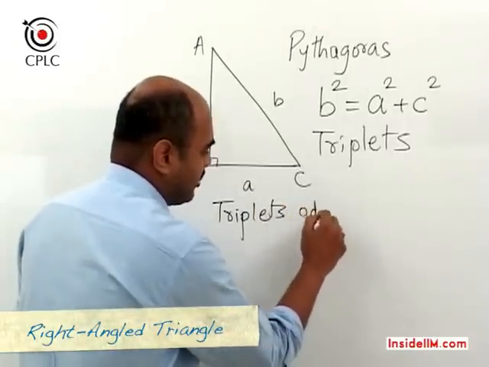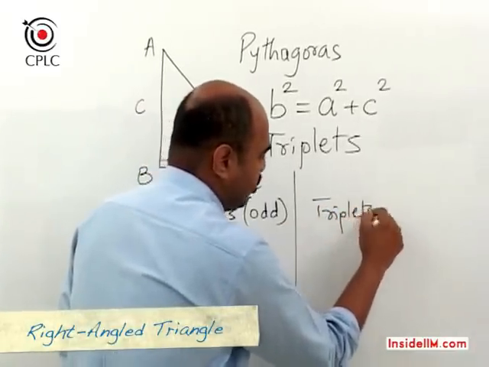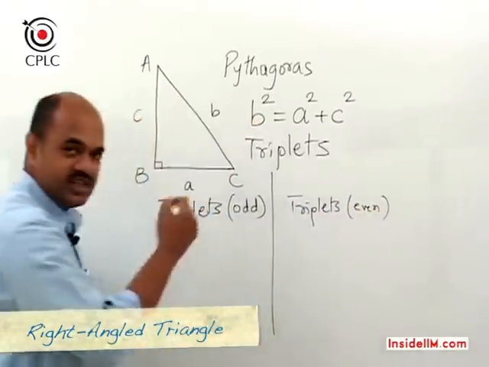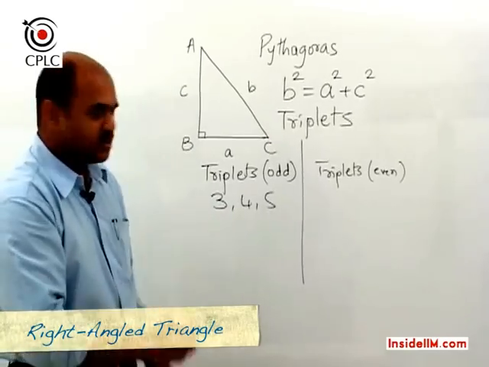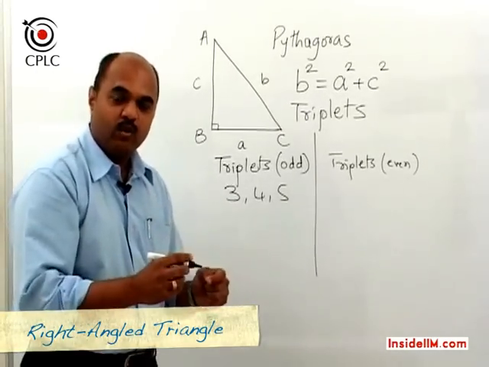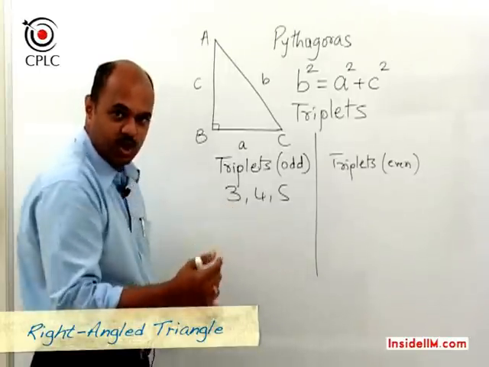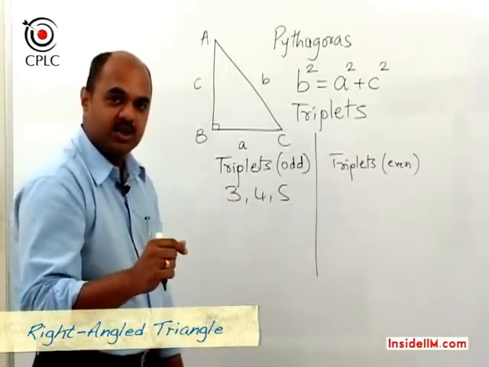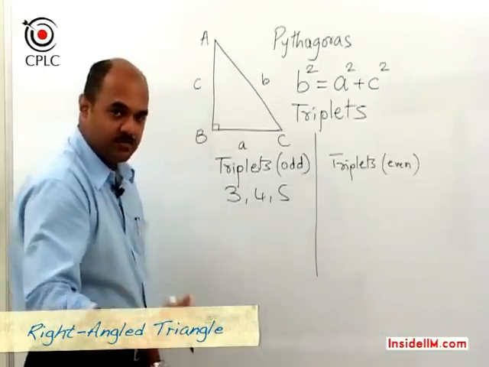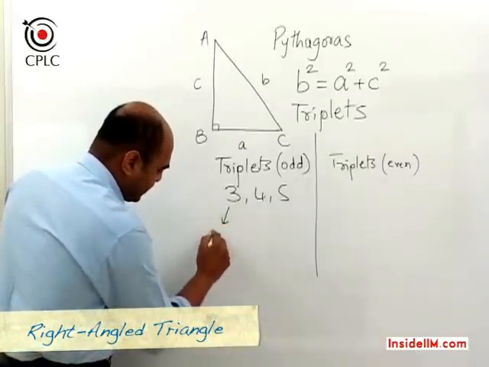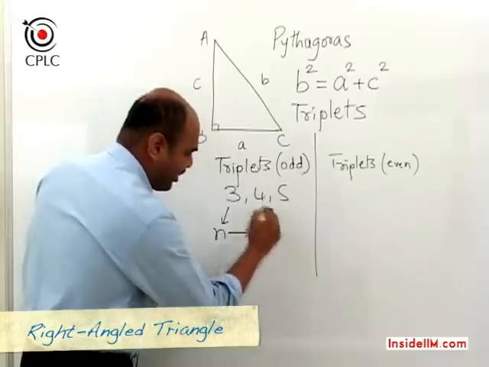Triplets starting with odd numbers and triplets starting with even numbers. So for example, 3, 4, 5 is a triplet which starts with an odd number 3. Now if you want to arrive at a formula, whenever you have a number which is an odd number and you want to understand what can be a possible triplet with respect to that number, it's a very simple concept. If we say that this number is n, then we would just find the square of n.